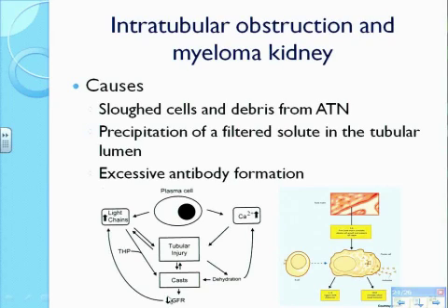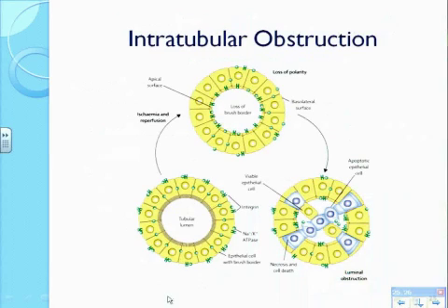This could be from sloughing of cells and debris from the ATN, or it could be from precipitation of filtrate that occurs from things that are produced in excessive amounts. One of these is multiple myeloma, where the person has a kind of cancer with very high amounts of plasma cells that are producing a very high concentration of antibodies. These antibodies are then filtered in excessive amounts in the kidney and obstruct the tubules. This is what you get from the intratubular obstruction. You'll see the normal lumen, then you'll see the denuding of the cells, and you get complete obstruction of the process.